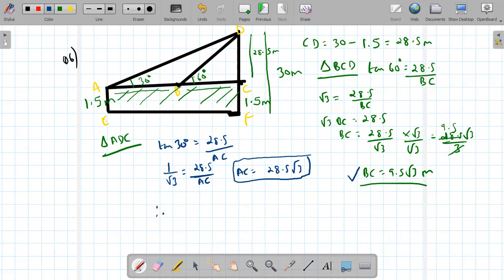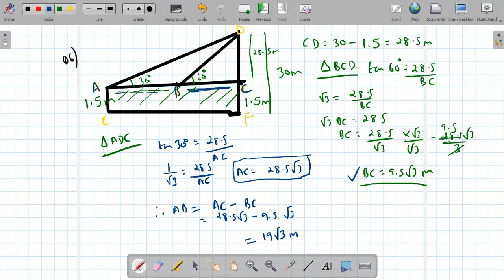Now the question is, what is AB? The distance that the boy has moved. So AB from the figure is AC minus BC, right? This distance AB can be found by subtracting the total AC minus this portion BC. So AC minus BC will give us AB. Both these values we have found out, we can substitute it. This will become 28.5 root 3 minus 9.5 root 3. So the answer we'll get is 19 root 3 meters.